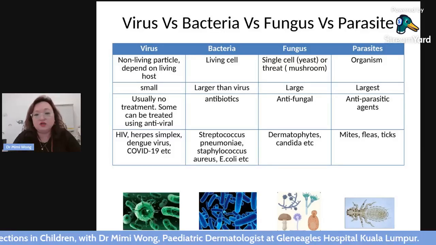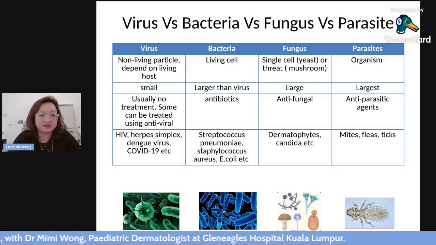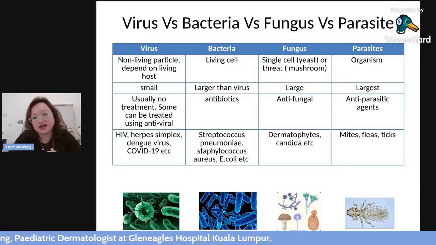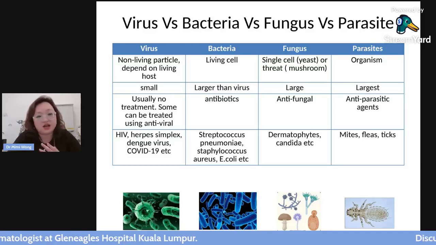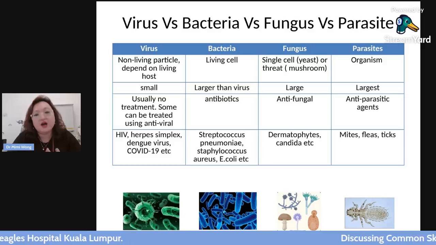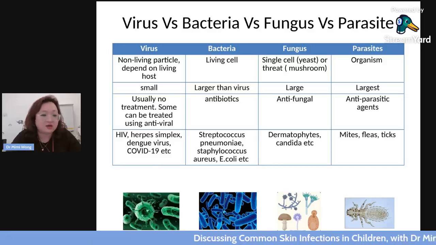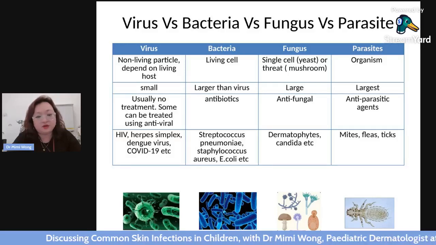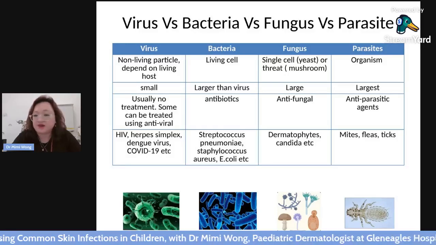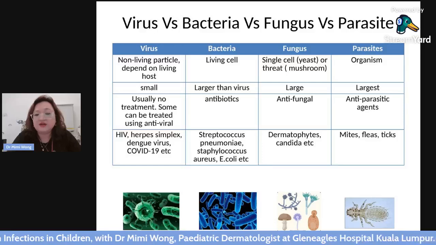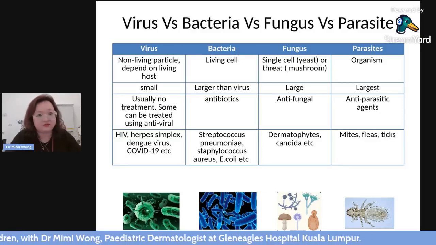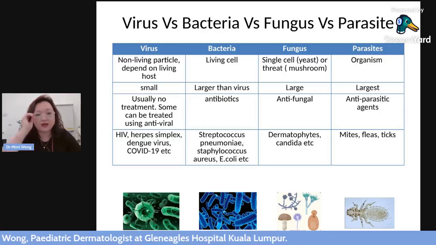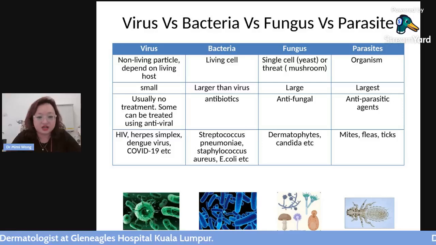For viruses, usually most of the time we don't have any specific treatment except for certain ones. For instance, for influenza you have oseltamivir, and for herpes infection or chickenpox, you can use certain antivirals like acyclovir to treat. Examples of viruses are HIV, human immunodeficiency virus, herpes simplex virus, dengue virus, and even COVID-19 is a virus infection. Bacteria are slightly larger, but still cannot be seen with our naked eye.